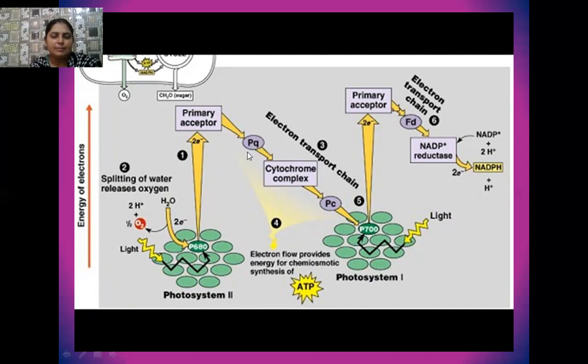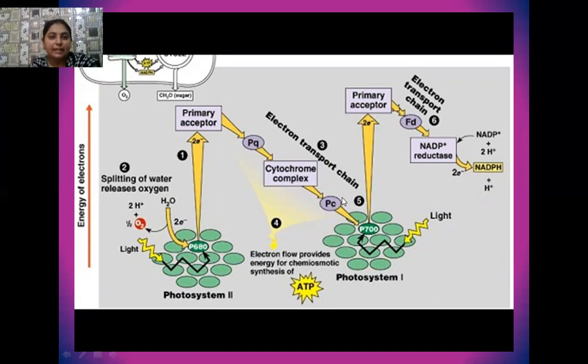But in return, this plastoquinone demands a certain amount of energy from these electrons. So these electrons release a certain amount of energy to this plastoquinone and later move forward towards another primary acceptor, which is the cytochrome complex. It is a type of protein. Again, the electron stays here for some time and donates a certain amount of energy to the cytochrome complex, and it later moves towards the third electron acceptor, and that is the plastocyanin.